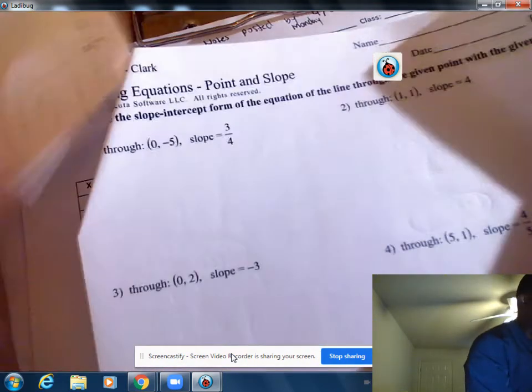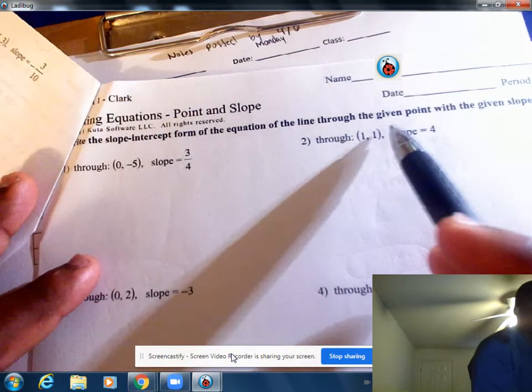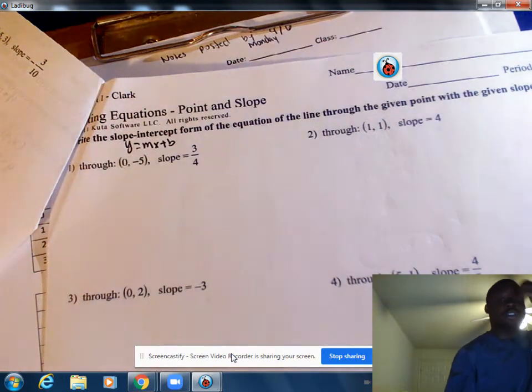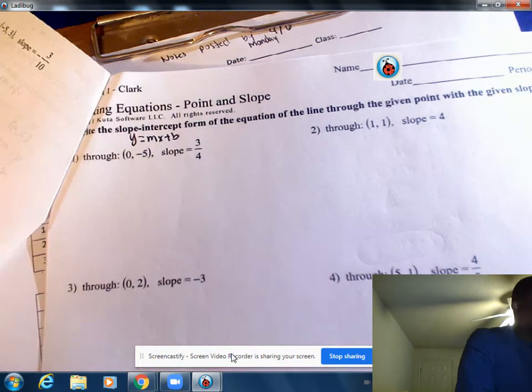If I just read the instructions here, it's going to tell you to write the slope intercept form of the equation of the line through the given point with the given slope. So if we remember, slope intercept form is y equals mx plus b. There's that equation I told you about. You're going to use that pretty much throughout this whole lesson. So y equals mx plus b.